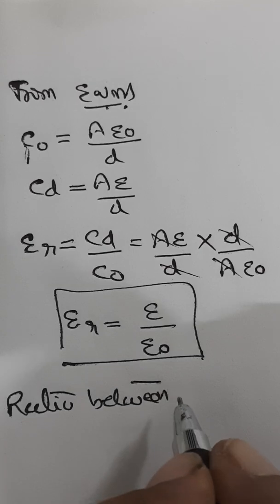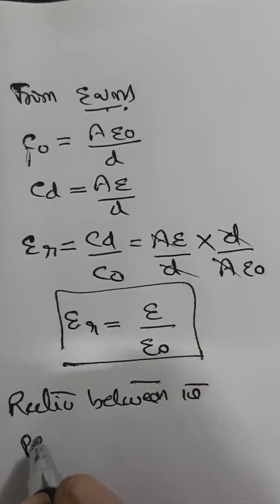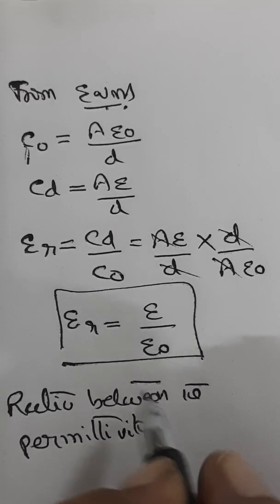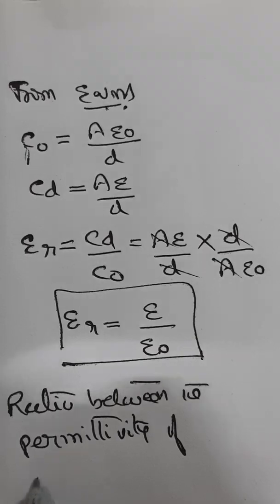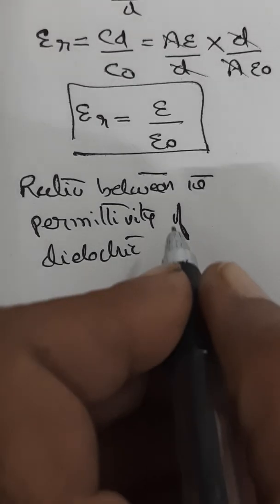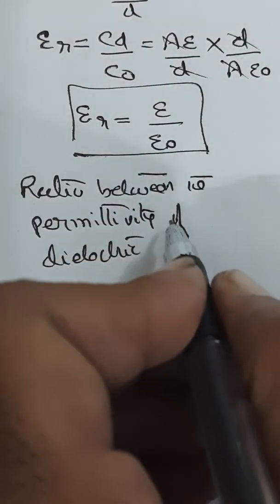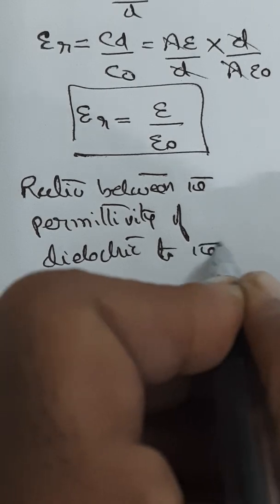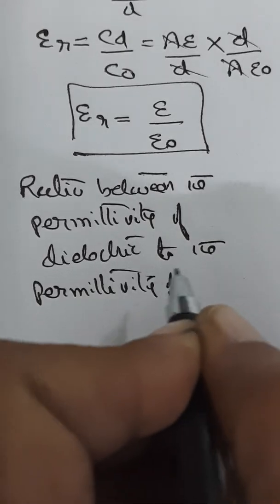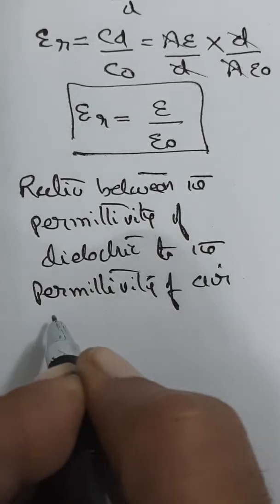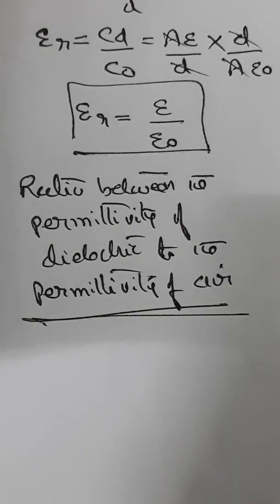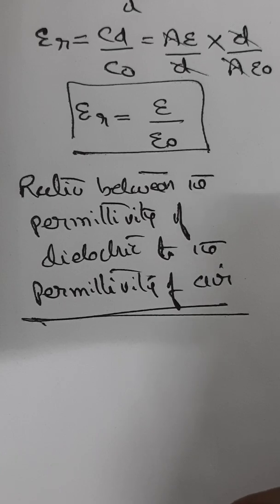So the ratio between the permittivity of dielectric, that is the numerator, to the permittivity of air. So therefore, in conclusion, you have various equations for this.